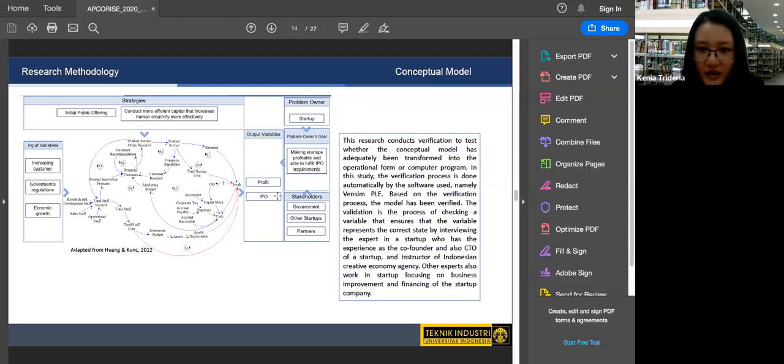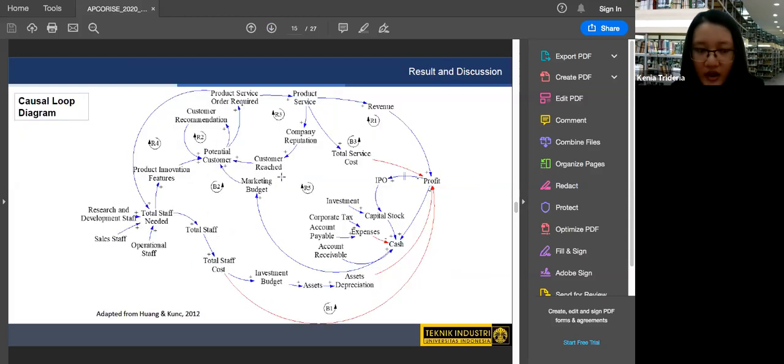So next. Here we can see the causal loop diagram of the startup dynamic system. We can see the relationships between variables in the system, but for a clearer visualization, we're going to see each loop. So next.